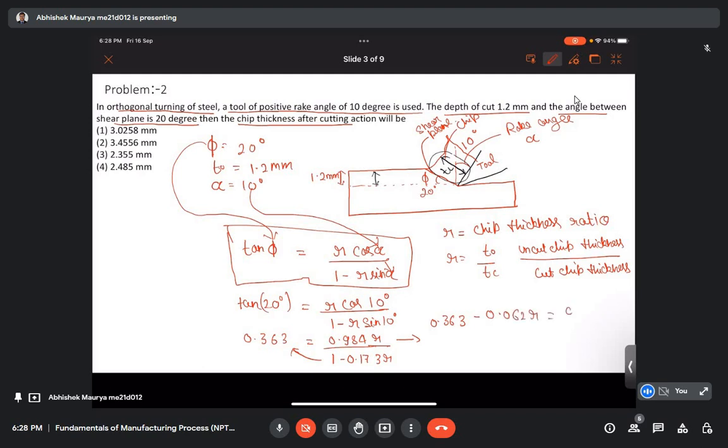0.363 minus 0.062 r is equal to 0.984 r, or 0.363 is equal to 1.046 r, and finally we will get r equals to 0.347.